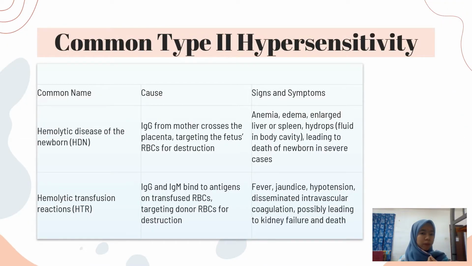Two common type 2 hypersensitivities are hemolytic disease of the newborn (HDN) and hemolytic transfusion reaction (HTR). HDN is caused by IgG from the mother crossing the placenta, targeting the fetus's RBCs for destruction. The signs and symptoms of HDN are anemia, edema, enlarged liver or spleen, and more. HTR causes IgG and IgM to bind to antigens on transfused RBCs, targeting donor RBCs for destruction. The signs and symptoms are fever, jaundice, hypotension, and more.